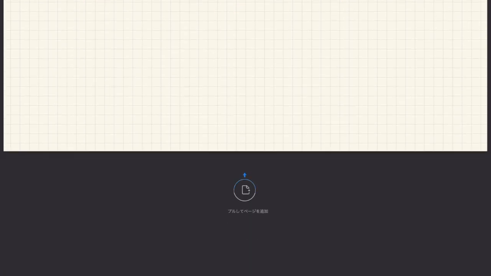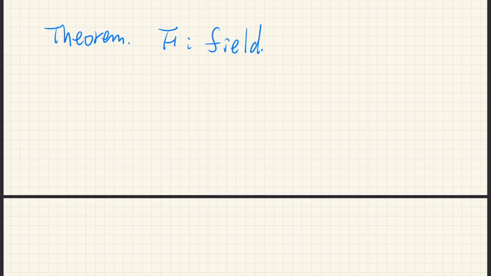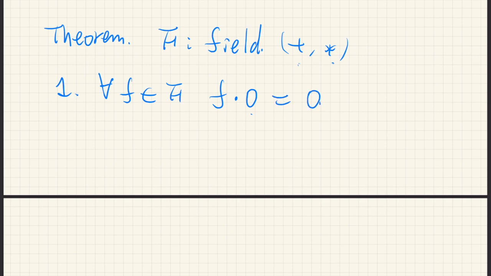Okay, here's one example of such a property. So here's a theorem. Let F be a field. This implicitly assumes there is addition and multiplication, defined somehow, and they all satisfy the axioms of the field. Then first, for all elements f of F, f times 0, where of course 0 is the additive identity, the result is 0.